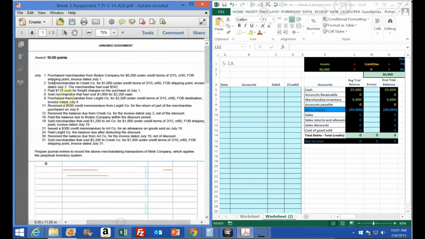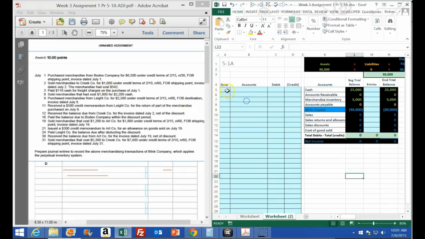So we have on July 1st purchased merchandise from Bowden Company for 6.5 under credit terms 2/15, n/30, FOB shipping point, invoice date July 1st.